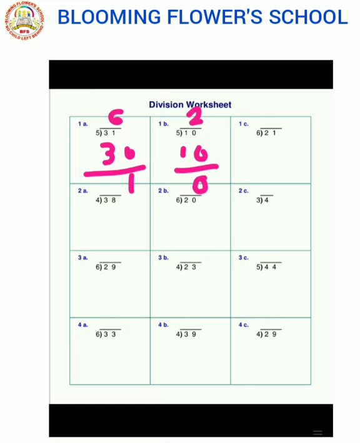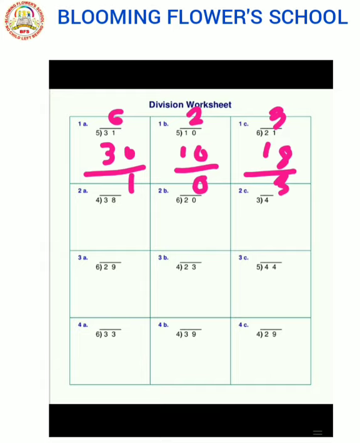6 ones are 6, 6 twos are 12, 6 threes are 18, 6 fours are 24. So 24 is more than 21, correct? So we need to go with 3. 6 threes are 18. So from 21, if we subtract 18, the answer is 3. That means the quotient is 3 and the remainder is 3.